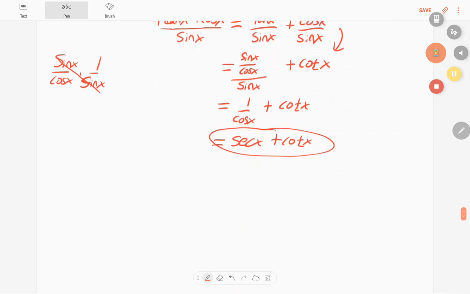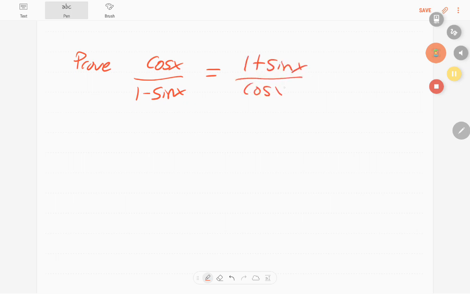So let's look at another one, okay? These are kind of like a puzzle, to be honest. They are kind of like a puzzle, so let's try another one. So here, let's prove cosine of x over 1 minus sine of x is the same thing as 1 plus sine of x over cosine of x. Okay?